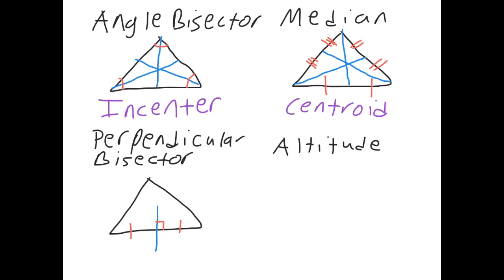The perpendicular bisector of a side is a line that doesn't necessarily come from a vertex, but cuts a side into 2 equal parts, and it makes a right angle. So if we were to draw all 3 perpendicular bisectors, we would get what's known as the circumcenter.